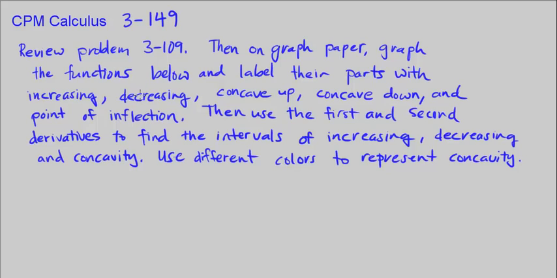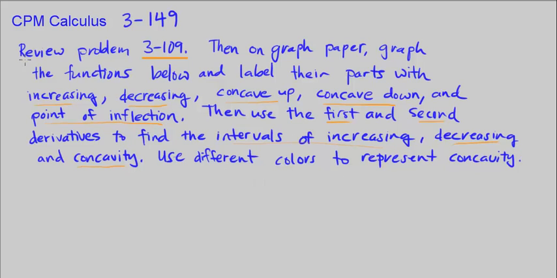This is CPM Calculus, Chapter 3, number 149. So first we're asked to review problem Chapter 3, number 109. Then we're supposed to look on graph paper and graph the functions below and label their parts with increasing, decreasing, concave up, concave down, and point of inflection. Then we're going to use the first and second derivatives to find the intervals of increasing, decreasing, and concavity, up and down. And then use different colors to represent the concavity.